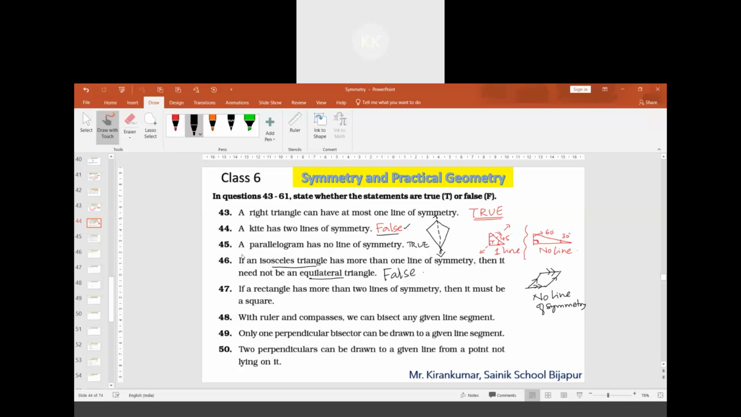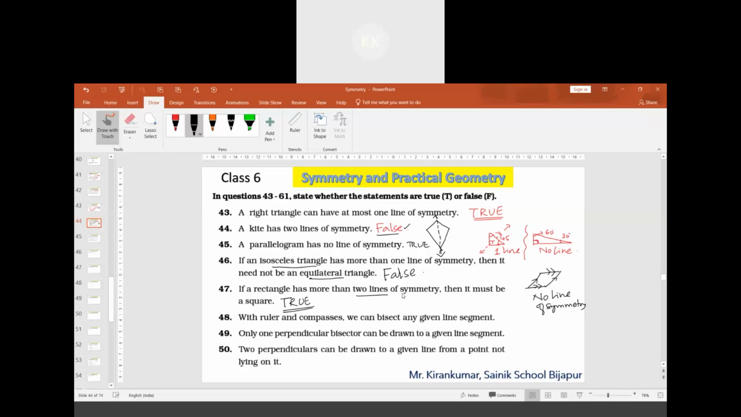Okay? Question number 47. If a rectangle has more than two lines of symmetry, then it must be a square. True, because in a square there will be four lines of symmetry. If a rectangle is having more than two, then it has to be a square, because a square and a rectangle have similar properties.